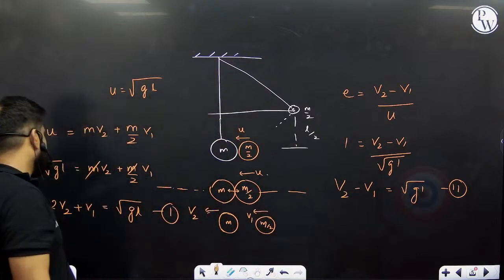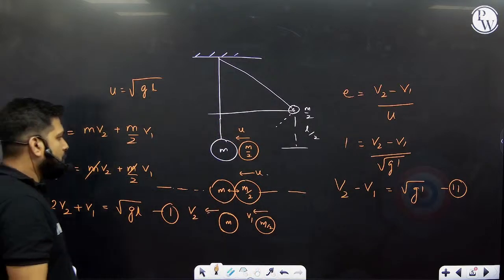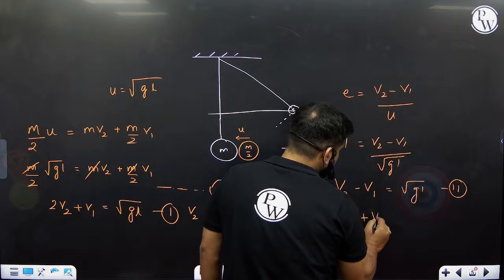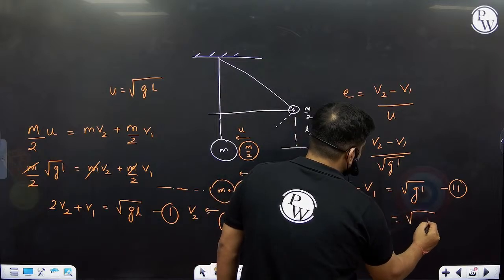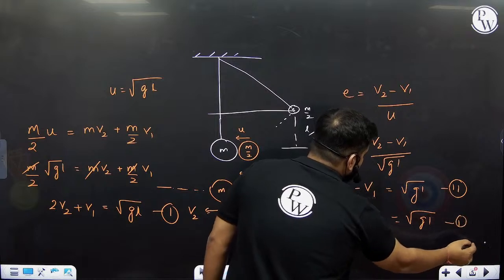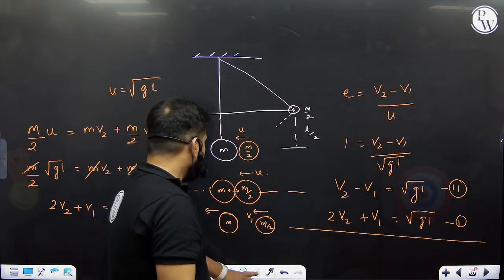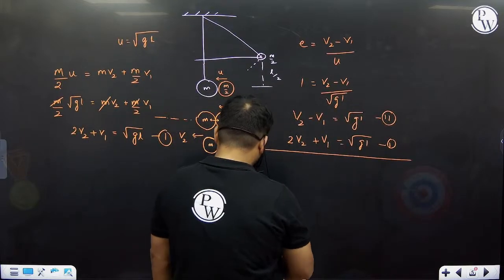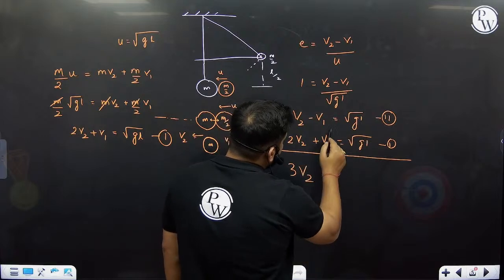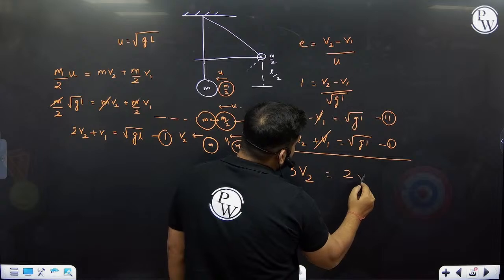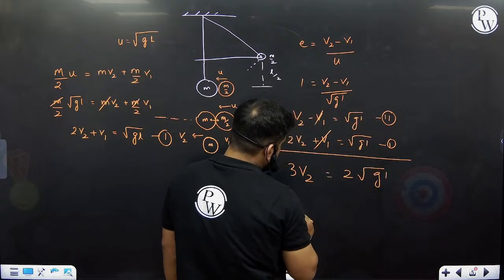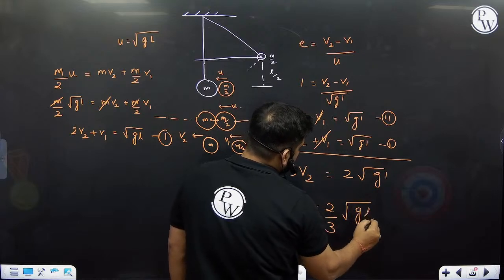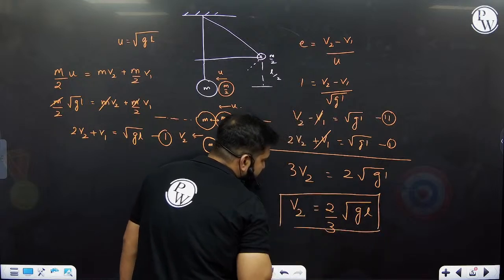Now look at these two equations. So equation number 2, and I'm writing equation number 1 over here: 2v2 plus v1 is equal to root gl. This was equation number 1. If I just add them, see what will happen. I'll get 3v2, and the v1 terms will get cancelled off, is equal to 2 root gl, and v2 is what we were supposed to find. So v2 will be equal to 2/3 times root of g into l, and that would be the correct answer to this problem.